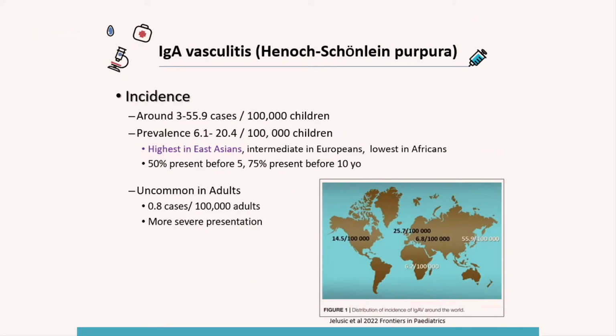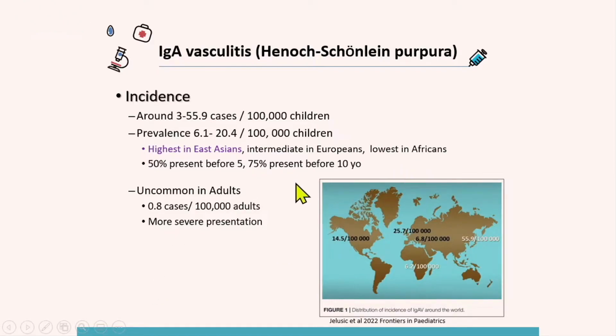So let me give you an overview about what IgAV is all about. The incidence of this disease, as I said, is bread and butter in pediatrics, and there's a big range in the incidence, from 3 up to 56 cases per 100,000 children. In our part of the world, we have the highest incidence, up to 56, whereas in Europe it is around 25.7, and in Africa it has the lowest incidence. This actually tells us that the disease has a very strong genetic predisposition.